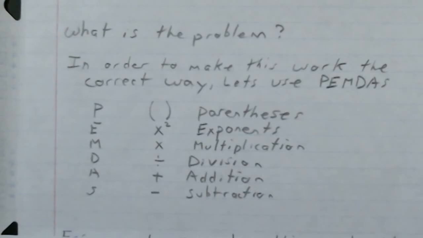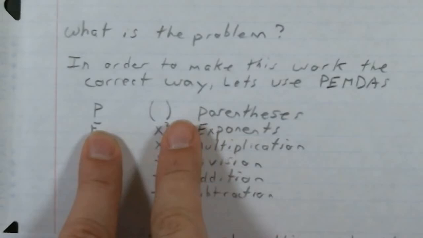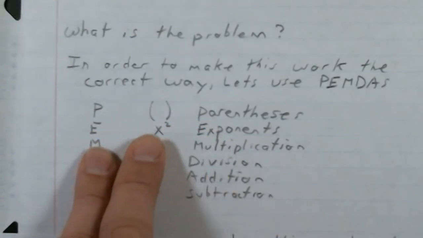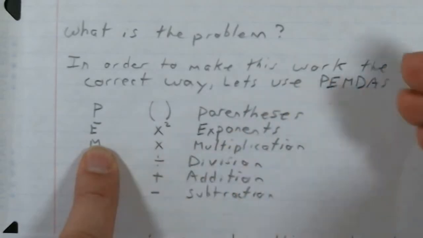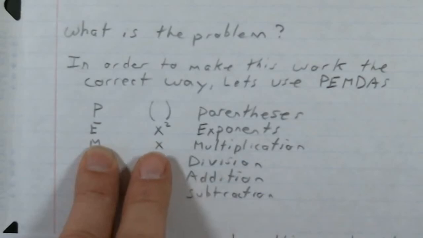Let's go through this. P in PEMDAS is parentheses, the grouping symbol that we talked about. E stands for exponent. Exponent means something that's raised. So I can say I have x times x, which is x squared.